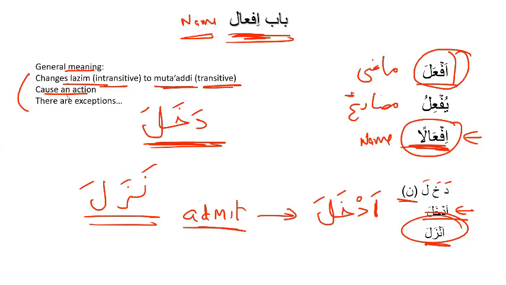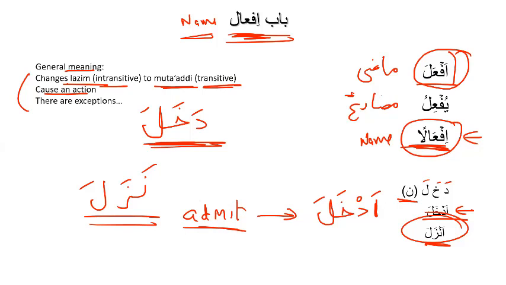So cause and action is just saying I am causing an action. I am causing something else to happen. So, for example, dakhala is like, he enters, or if I want to say I entered, then I would be dakhaltu. But if I cause you to enter, or I let you, so I admit you into my university, or I admit you into my house. So I cause you to enter, I let you enter.